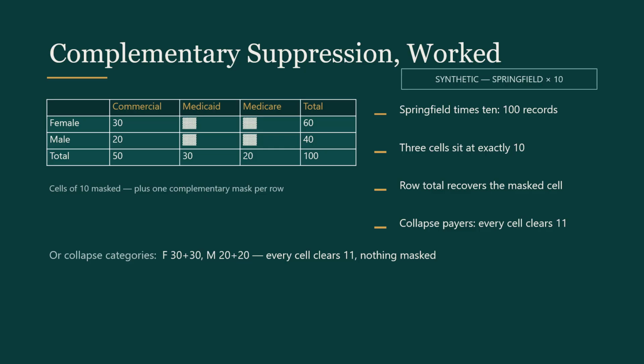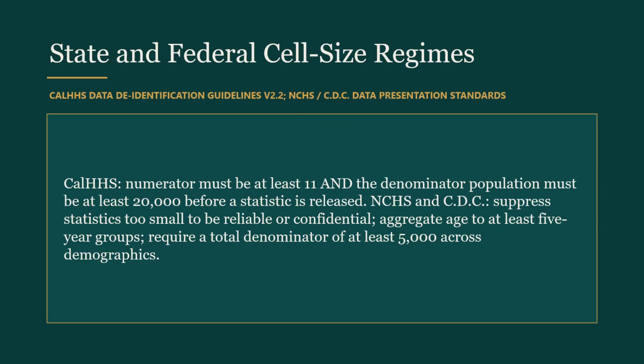And for contrast, scale the same 10 rows by 100 instead of 10, and every cell lands at 100 or more, so the table publishes untouched. Sample size, not cleverness, is what makes tables safe. Cell size 11 is not the whole story, and if you work with state health data, you will meet regimes that go further. Start with California.